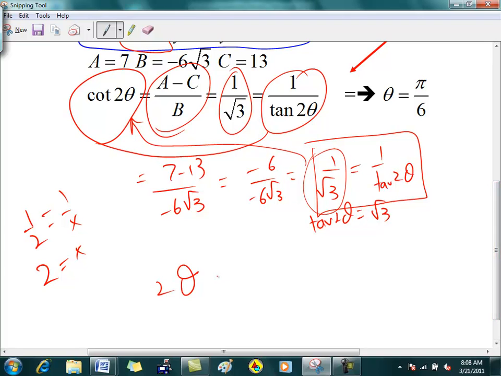So 2 theta is equal to pi over 3. So theta is going to be equal to pi over 6. This is when you divide. So pi over 6. Is everybody okay on that? So that's all we do with these problems. We just go find the angle of rotation, that's all. We don't do any more algebra than that.